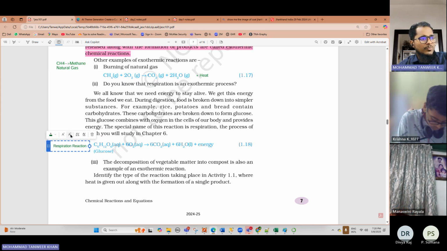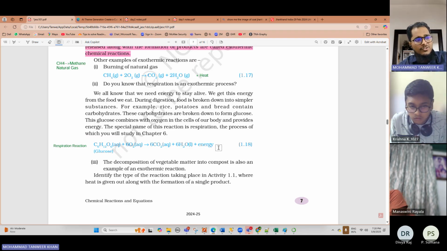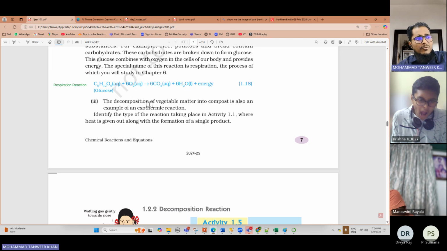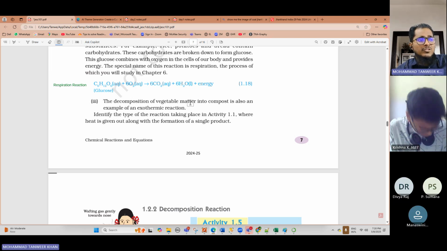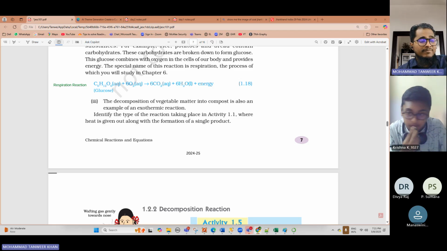This is an example of a respiration reaction. The glucose is C6H12O6 plus 6O2, oxygen, giving CO2 carbon dioxide, water, and energy. The decomposition of vegetable matter into compost is also an example of an exothermic reaction. So when vegetable matter is composted, that's also an example of an exothermic reaction. Okay, so exothermic reaction is clear.